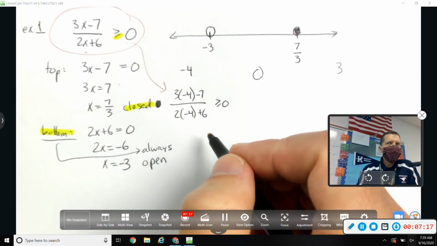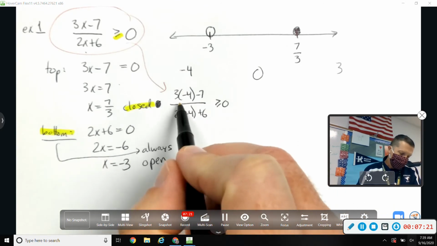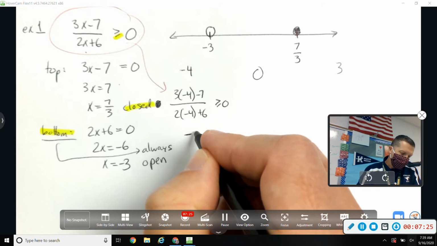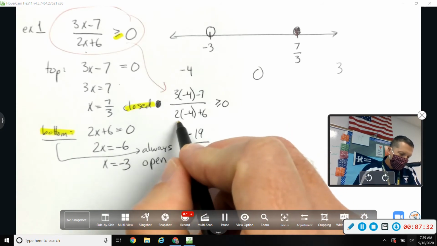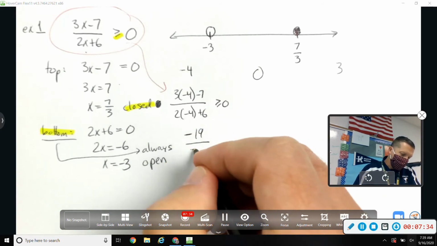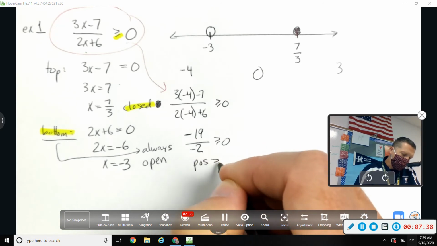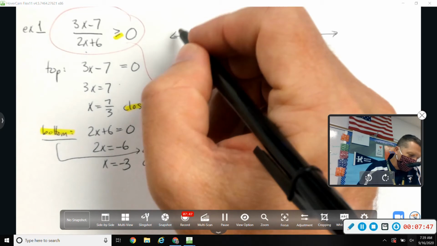Kind of like we did last time, the most important thing is whether it's positive or negative. So -12 minus 7 is negative something. It's -19, but it doesn't really matter what the number is. It matters the sign. In the bottom, -8 plus 6 would be -2. So that's a positive greater than 0. That's true. Again, the numbers themselves don't matter so much. It matters more about whether it's plus or minus.